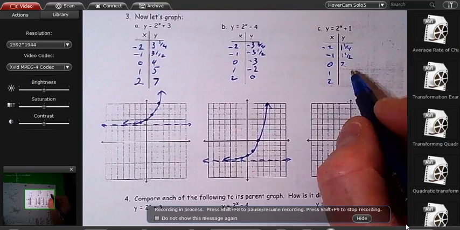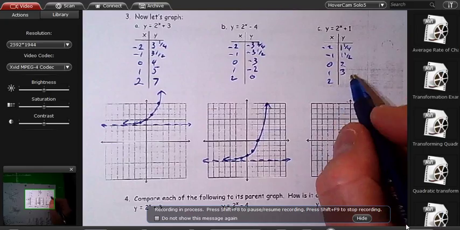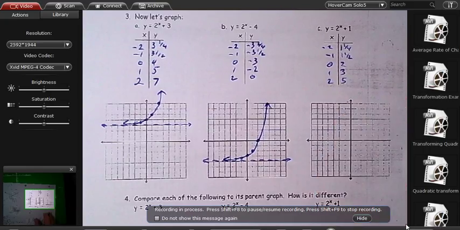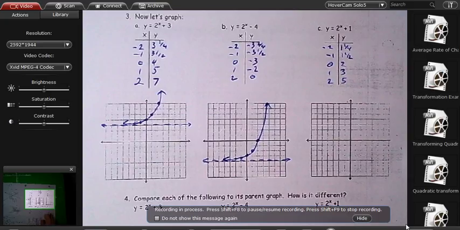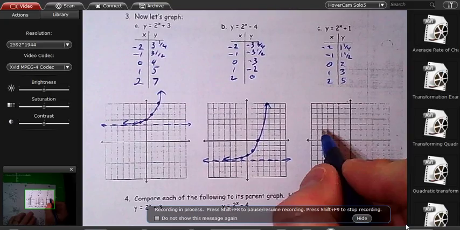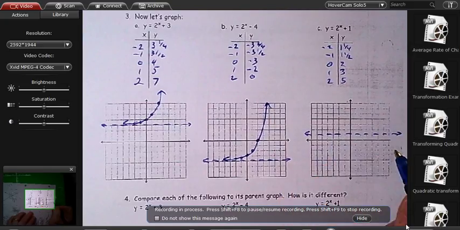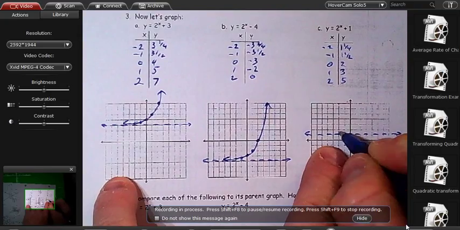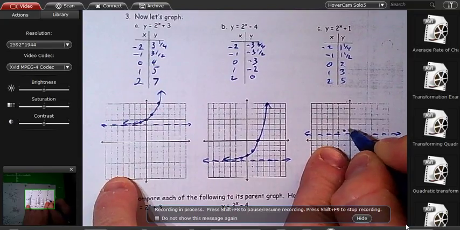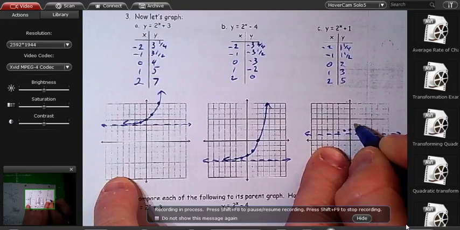So those are my new coordinates. Now tell me where my asymptote's going to be. At 1. Very good. Up 1 from the x-axis. Excellent. If you know where the asymptote's supposed to be, you are well on your way to understanding what these graphs are supposed to look like. All right, so let's plot these points. Left 2, up 1 1/4. Left 1, up 1 1/2. 0, 2. 1, 3. 2, 5. And then draw your curve.